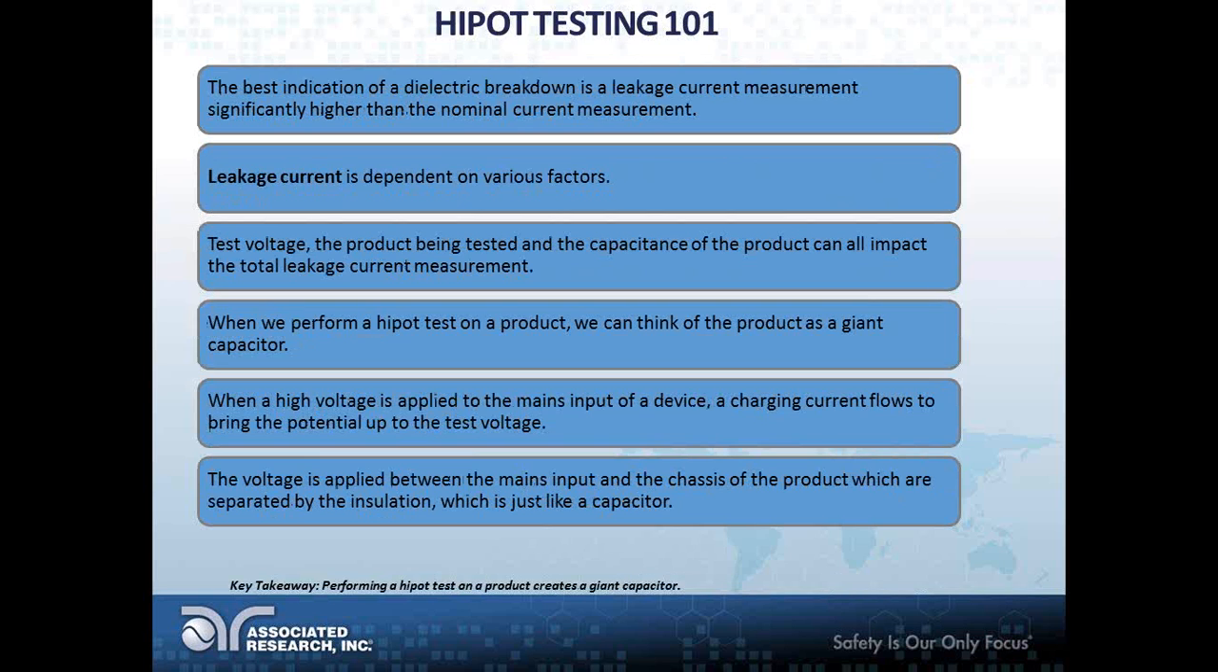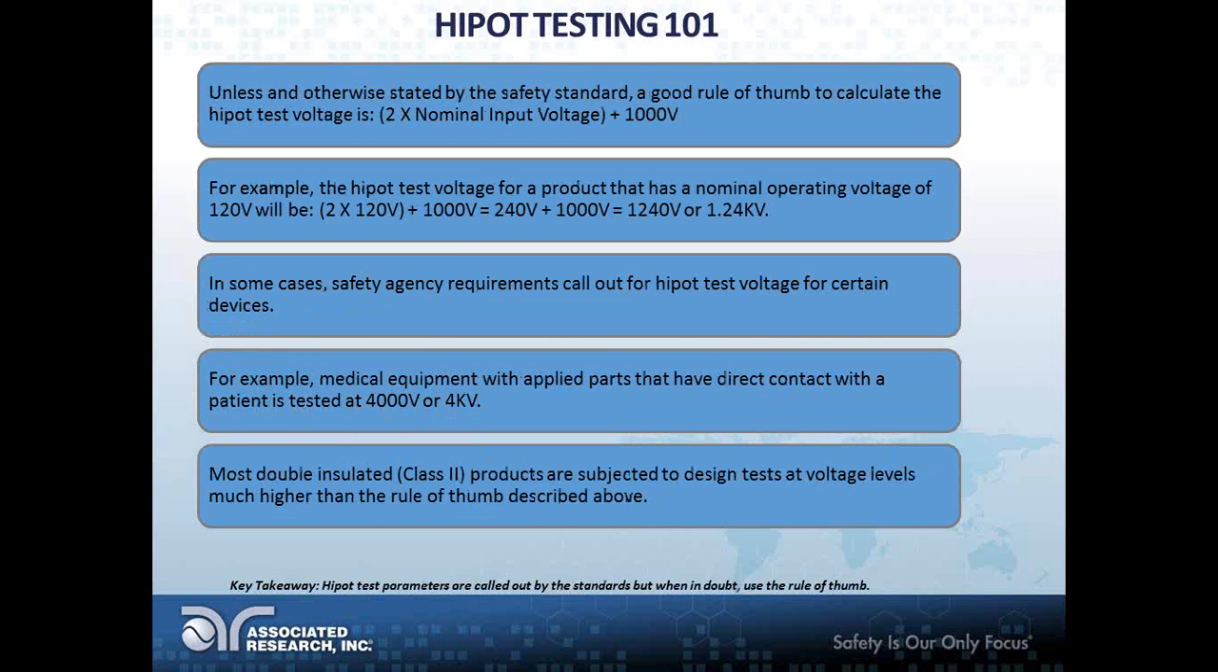Once again, the purpose of a Hipot test is to check for excessive leakage current flow through a product's insulation, and a dielectric breakdown is basically the failure of the insulation to effectively prevent the flow of current. And then also the maximum leakage current is dependent upon the test voltage. So these are very important points to remember.